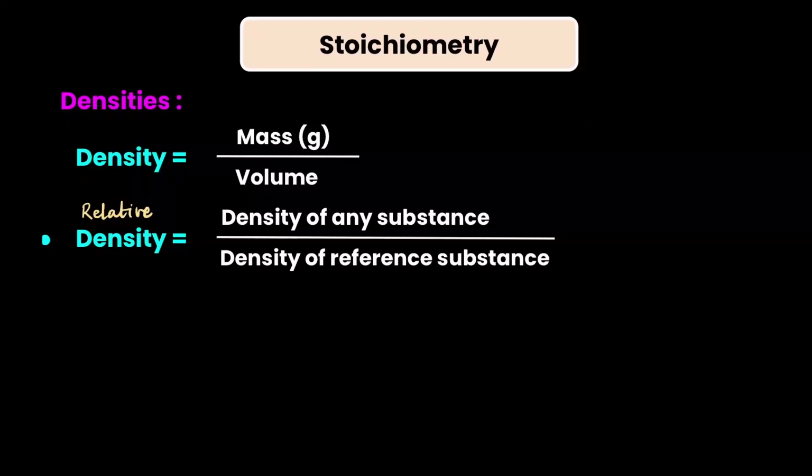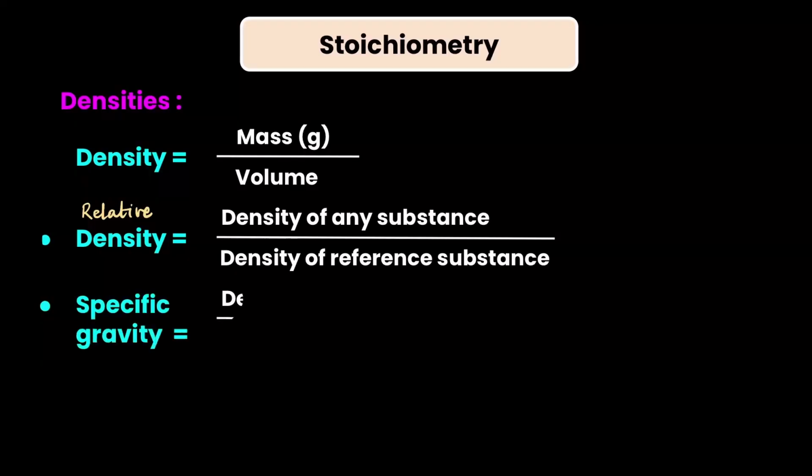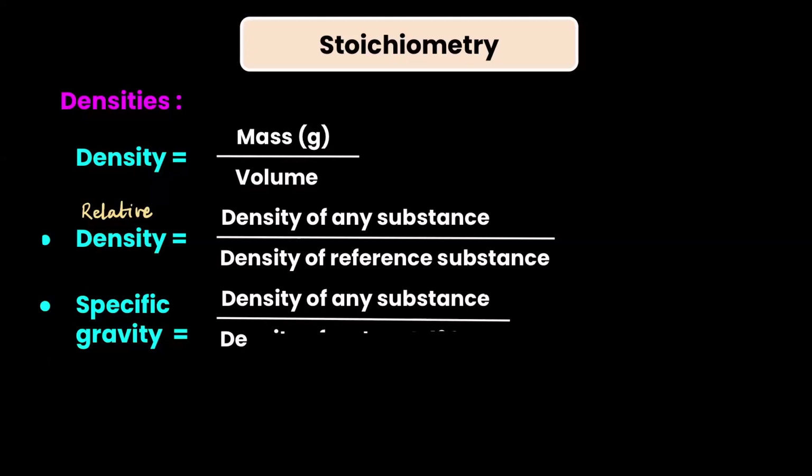Next, the same relative density could also be termed as specific gravity, which is the density of any substance upon the density of water at 4 degrees. Usually at 4 degrees, the density of water is 1 gram per ml. So that's why the density of a particular substance will always be the same as the specific gravity. Specific gravity is dimensionless.